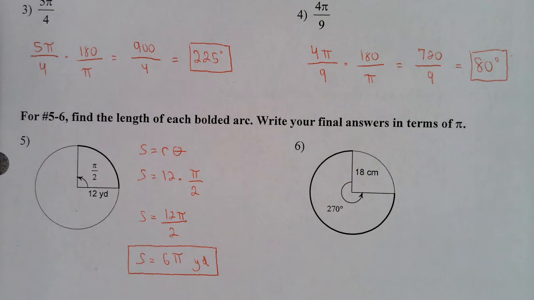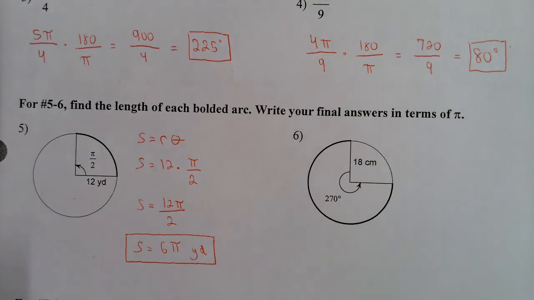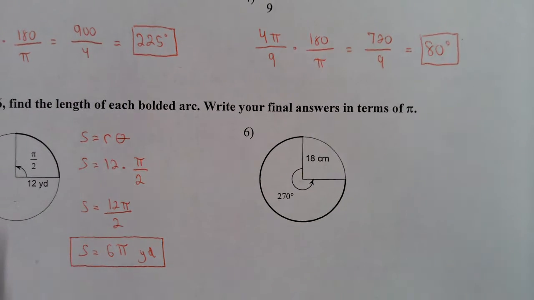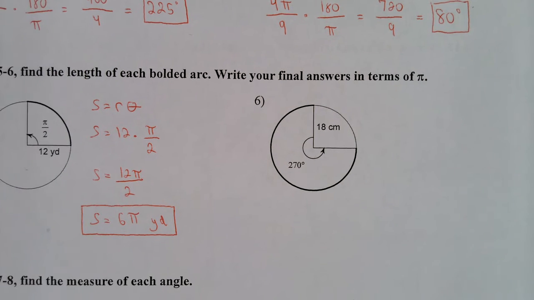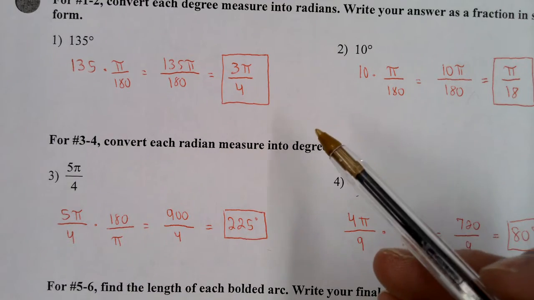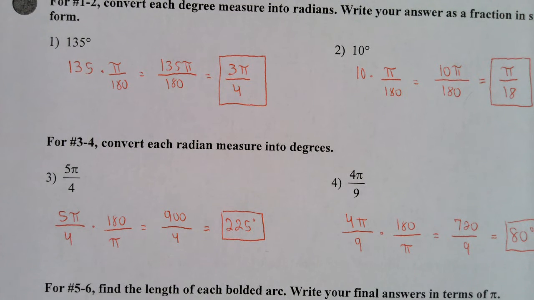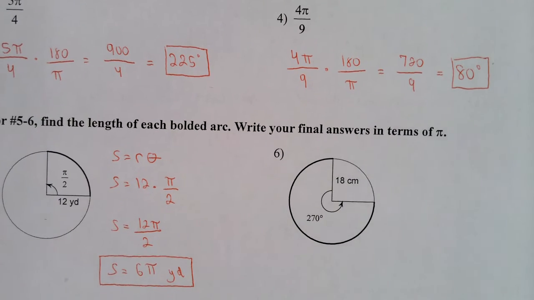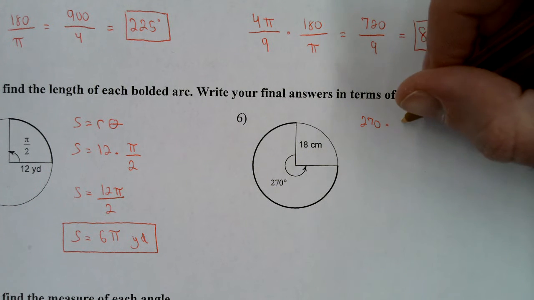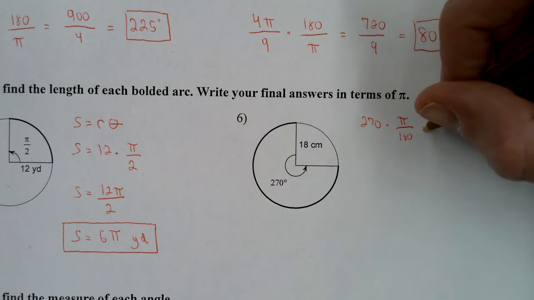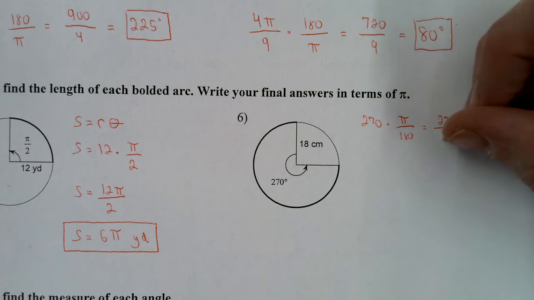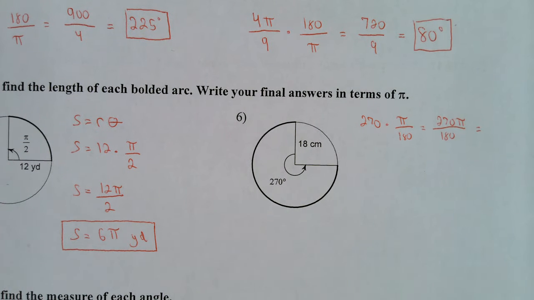For number 6, the angle is in degrees. You must convert that to radians. If you have the unit circle memorized, you'll know it's 3 pi over 2 right away. If not, it's just like number 1 and number 2: multiply by pi over 180. Convert the 270 to radians, so multiply by pi over 180. 270 pi over 180. Simplify, 3 pi over 2.